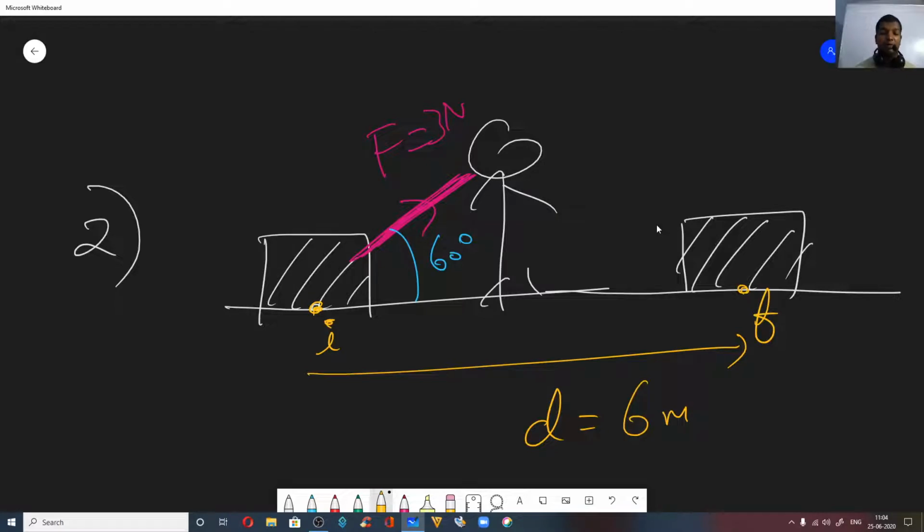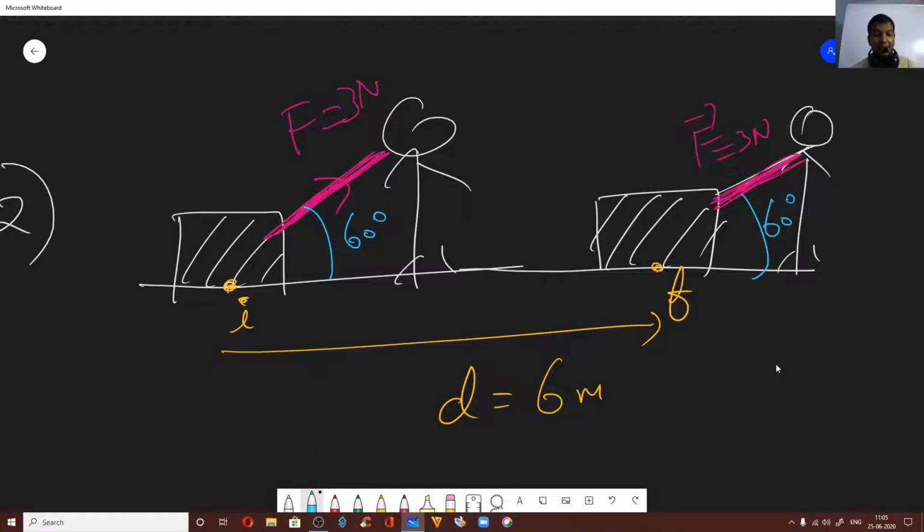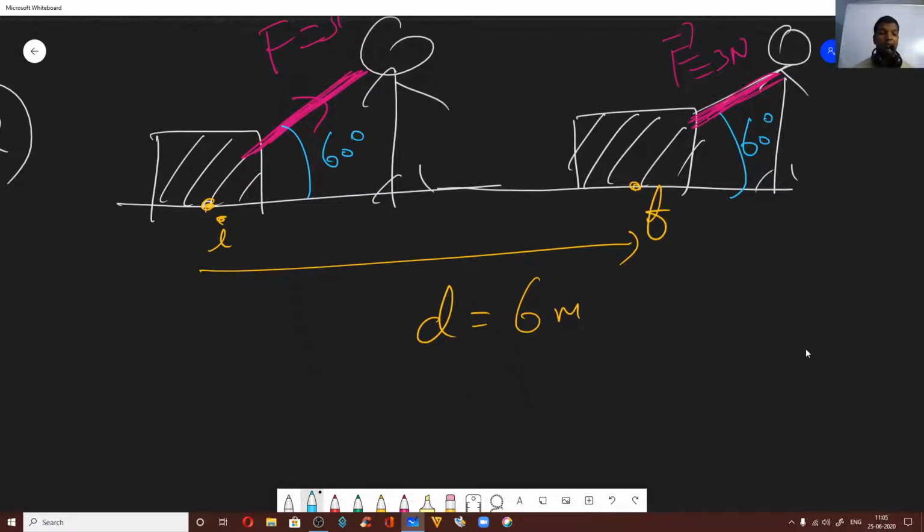Now throughout the journey, the force you applied will not change. That means the magnitude will not change and the direction will not change. Now this is the rope, the same force of 3 Newton, which is making an angle of 60 degrees with the ground. So technically it also makes 60 degrees with the displacement vector. Now how to find out the work done? Sorry, it's not a vector. Work done means it's really simple.